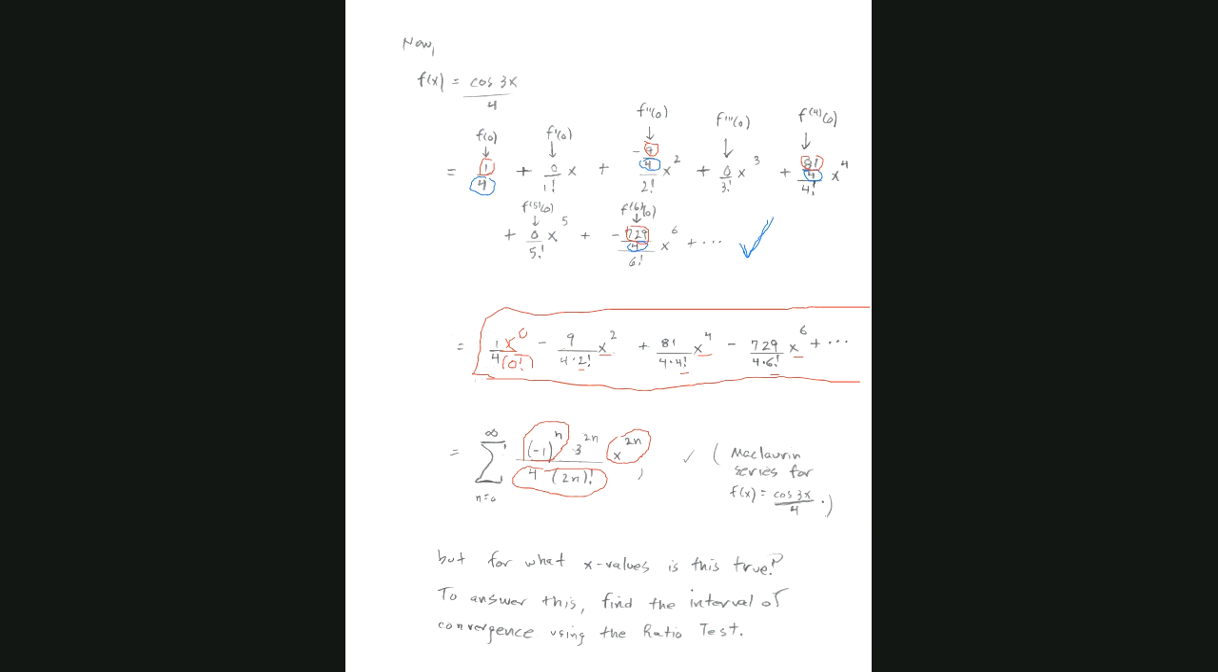And then finally, we have 1, 9, 81, 729. So that could be thought of as 9 to the nth power, because 9 to the 0th power is 1. 9 to the first power is 9. 9 to the second power is 81. 9 to the third power is 729.